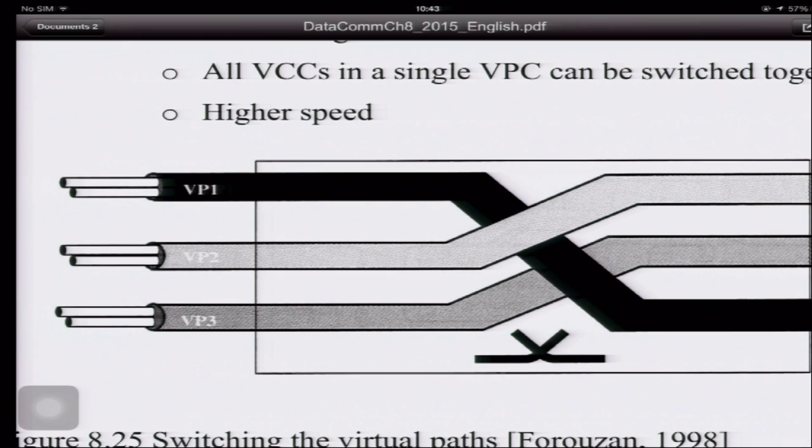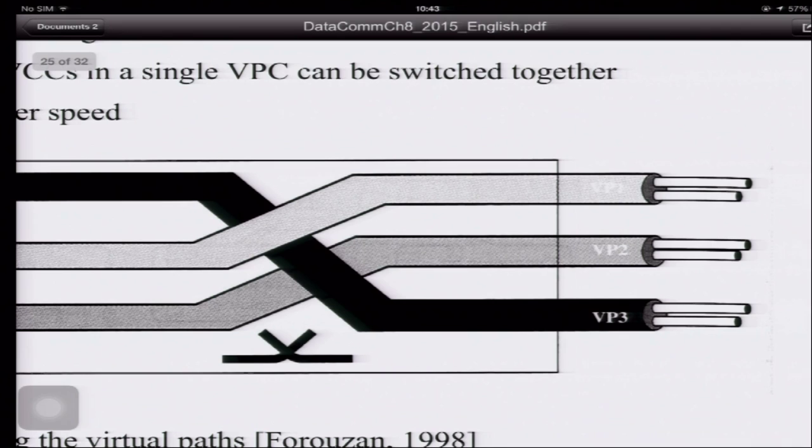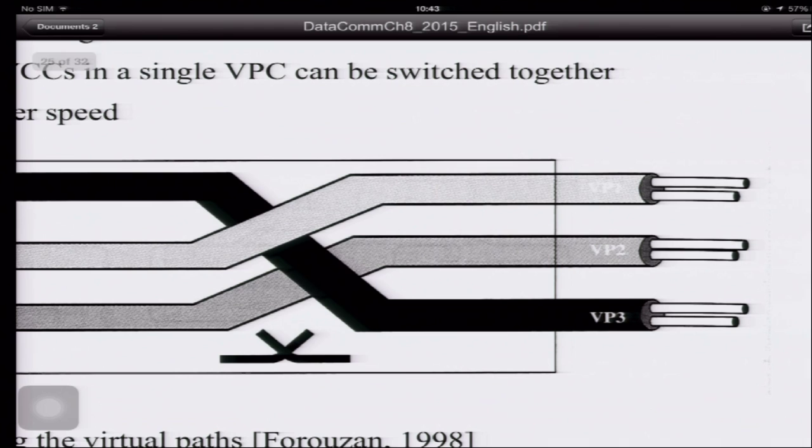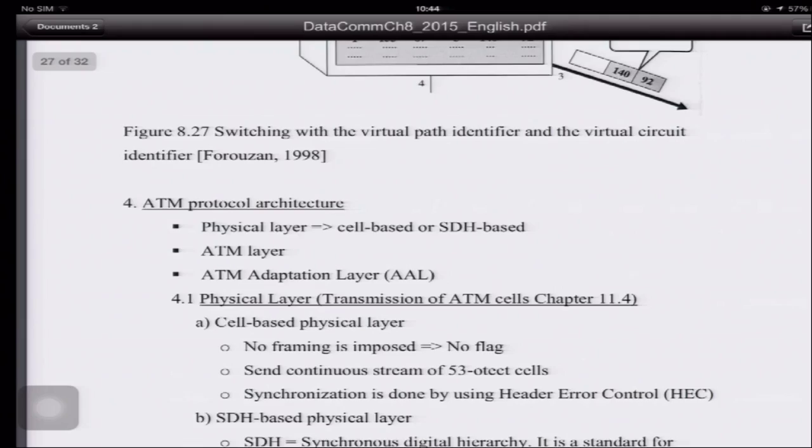And coming out, if VP3 is switched out, okay, if it's number 32, the VP1 and VP2 coming out have to use numbers other than 32. They have to be different numbers so that you can distinguish between different channels with different connections.